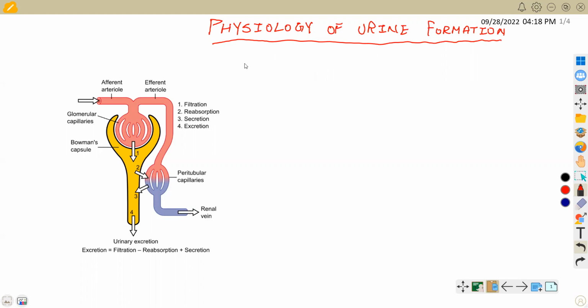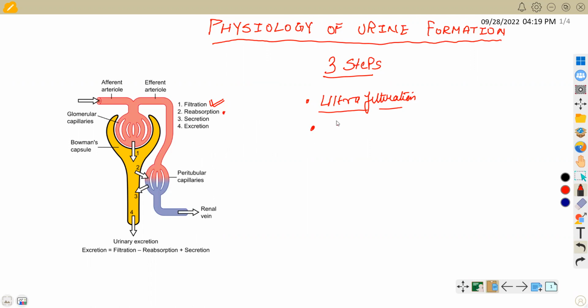So in the physiology of urine formation, there are basically three steps. The first one is ultrafiltration. Why we call it ultrafiltration, we are going to discuss later on. The second one is selective reabsorption. It's not just reabsorption, but selective reabsorption.